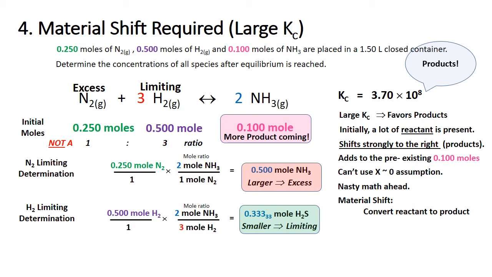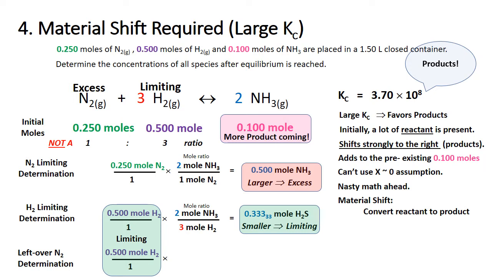So having made this identification or determination, we also need to figure out, well, of the excess nitrogen, how much is going to be left over after we shift this reaction to the right? So to determine the leftover N2, we'll need to begin with the reactant that was identified as the limiting reactant, the hydrogen in this case.